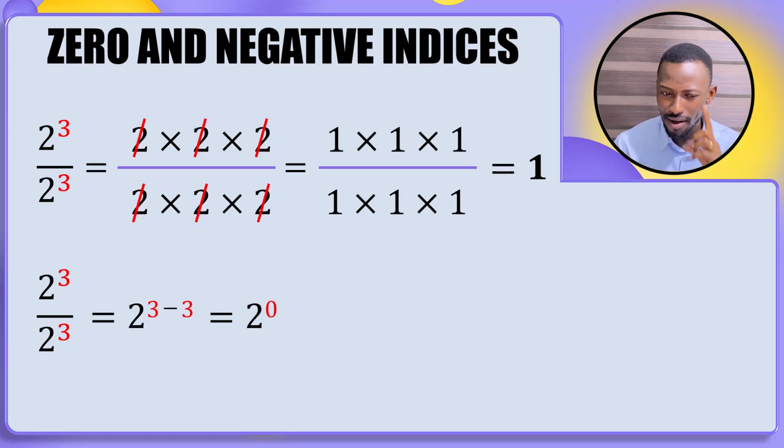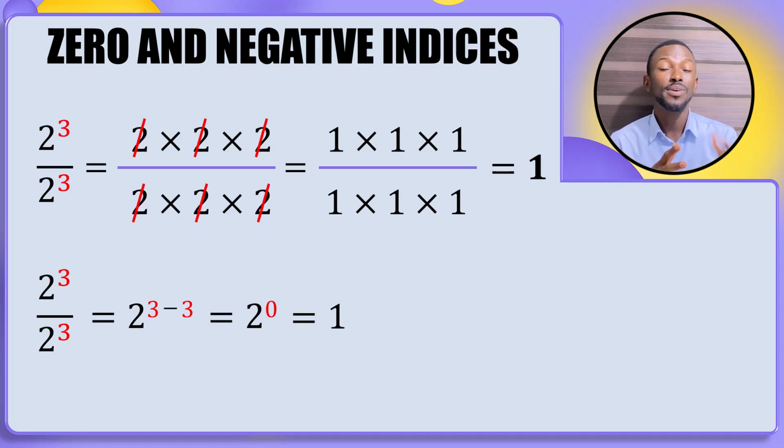And 2 to the power 0 is equal to 1. This is what we refer to as the zero index, or zero indices. Basically that. So look at this, 2 to the power 3 divided by 2 to the power 3. When we worked it out, we ended on 0.